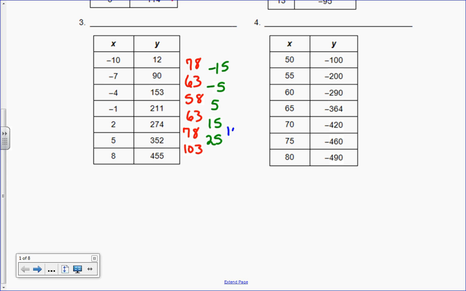25 minus 15 is 10. 15 minus 5 is 10. 5 minus negative 5 is 10. And negative 5 minus negative 15 is 10. So this time the third set of differences are the same. Therefore, you have a cubic function or a third degree function.